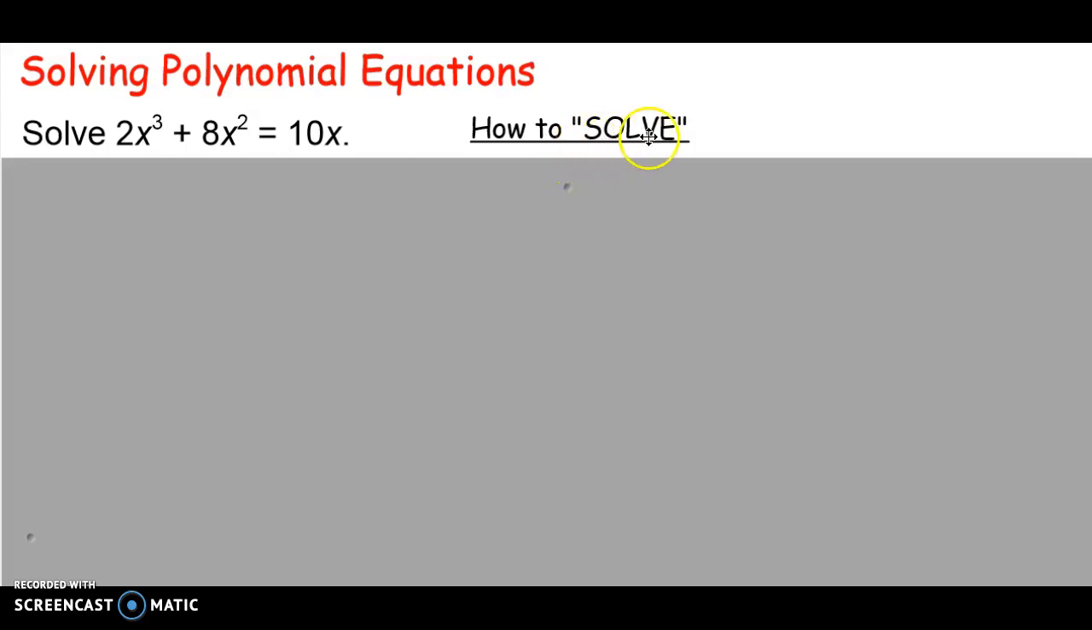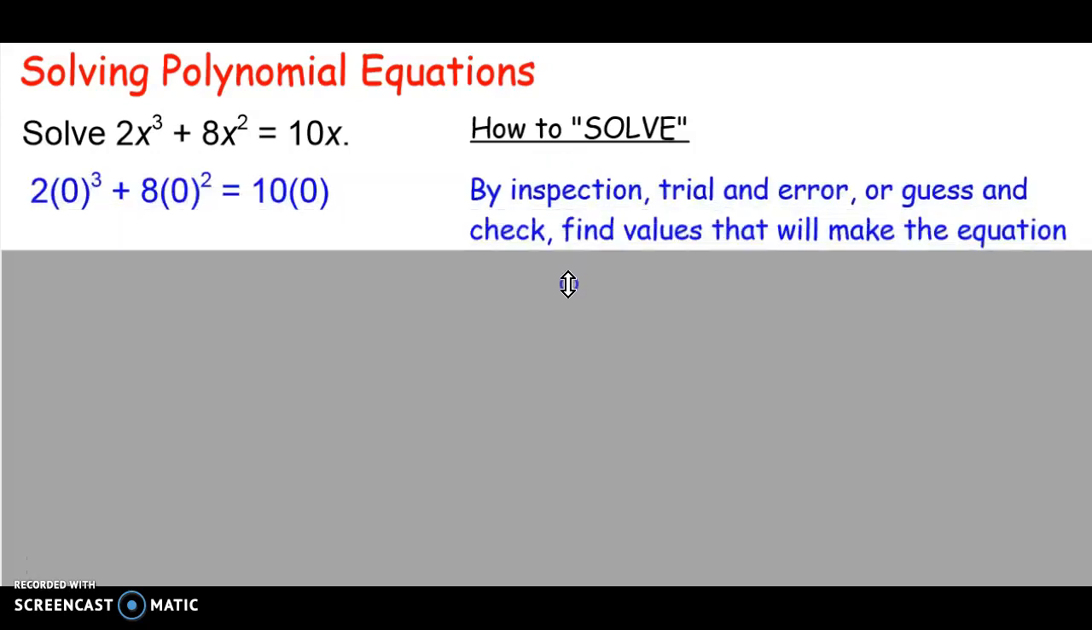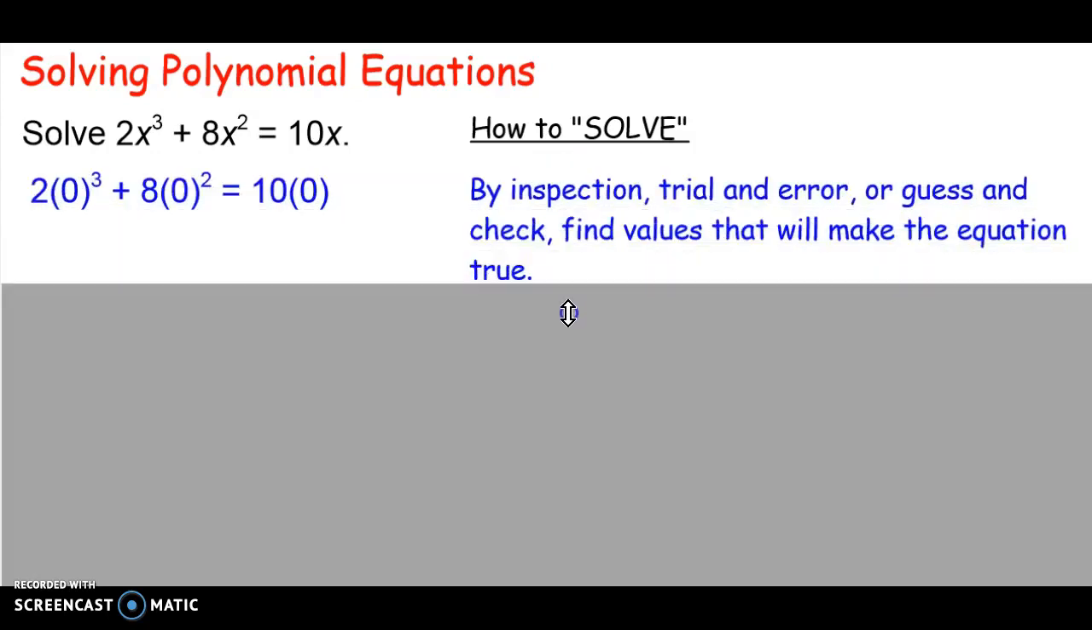What do we mean by solve? To solve means finding the value of x that will make the equation true. So by inspection, trial and error, or guess and check, if I substitute 0 for x, 2 times 0 cubed plus 8 times 0 squared is equal to 10 times 0, because the left-hand side is equal to 0, and so is the right-hand side. That's one way to do it.